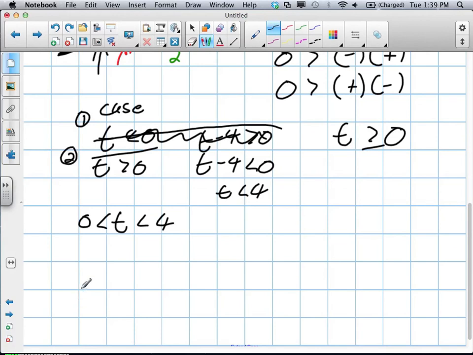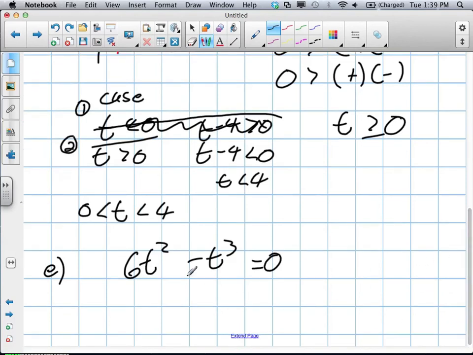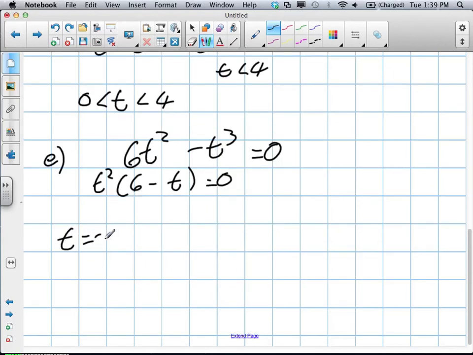And then part E is just a factoring. I'm going to redo it again because it's missing. It says when does it get to its original point? Well, the original equation was this. And the original point, its displacement is 0 in terms of where it is. So we factor out t squared. We get 6 minus t is equal to 0. We get t is equal to 0 and t is equal to 6. So it takes it 6 seconds to get back to where it started.